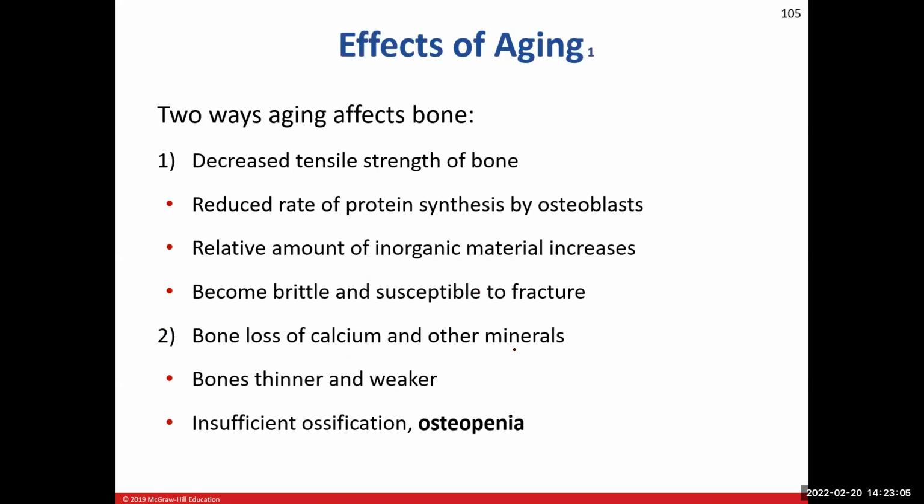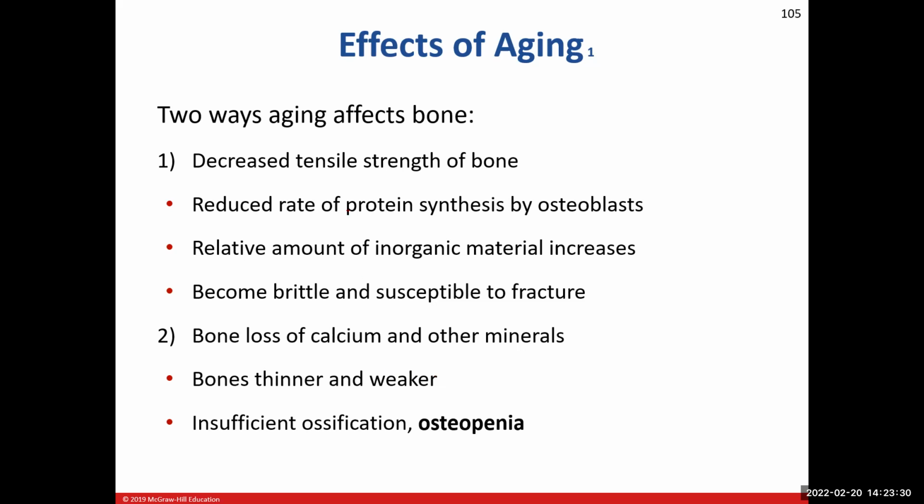All right, so we're getting to the end of the chapter. And of course, now with that, at the ends of these chapters, I told you, we're going to talk about how the effects of aging are going to influence the certain systems, whatever we're talking about. So let's talk about what it does to bone. Okay, so there's two ways that aging affects bone.